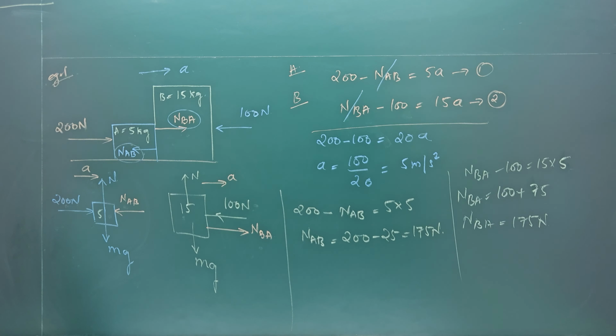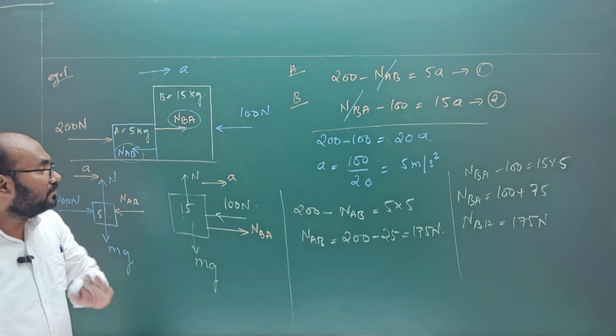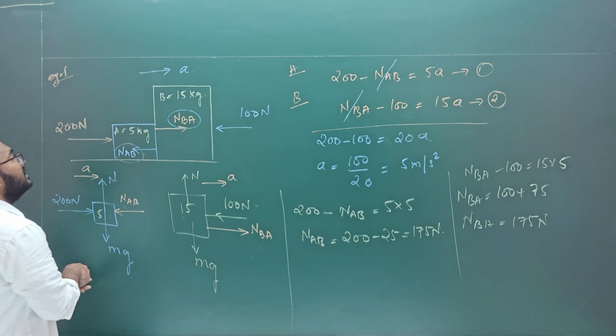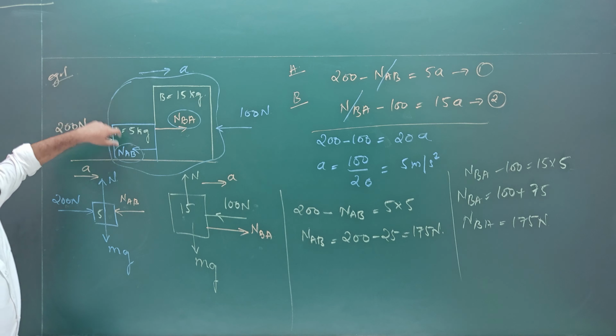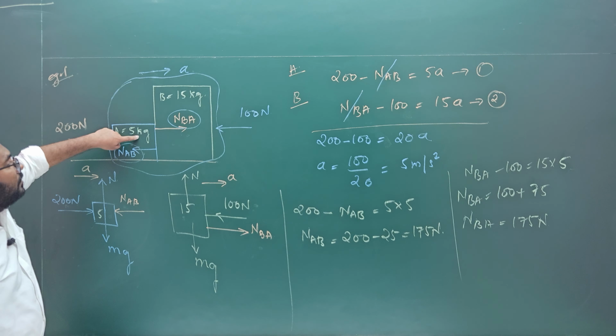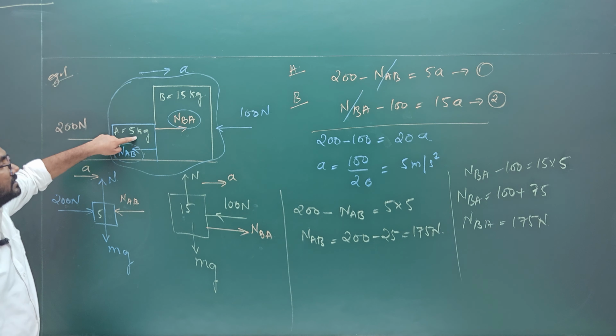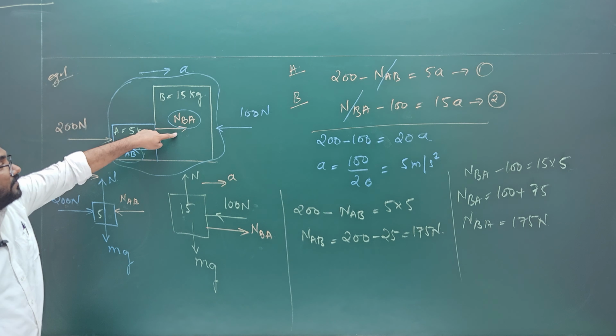Now what I want to say to you is that there is no need to make it so long. If you consider this whole thing as a system or a single body, then what is the total amount of the mass? This is 15 kg and this is 5 kg. So 15 plus 5, how much?